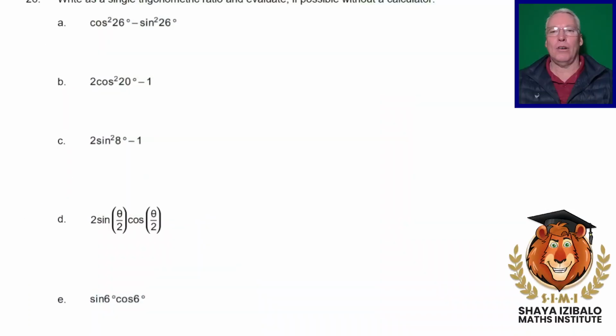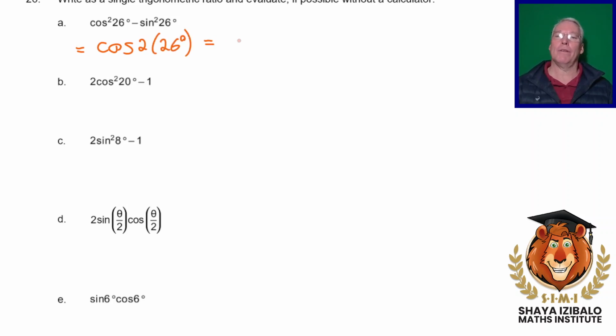Okay, right, let's dive back in and let's go and practice using these new identities now. So here we've got one straight up, cos squared of 26 minus sine squared of 26. That will just be the cos of 2 lots of 26. Okay, in fact, it will be the cos of 52 degrees.